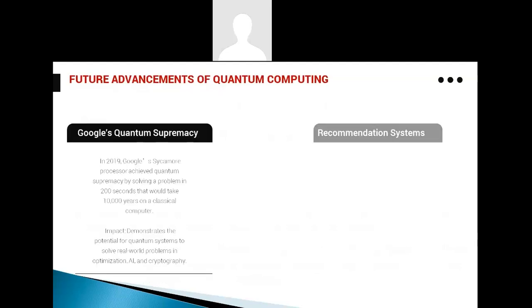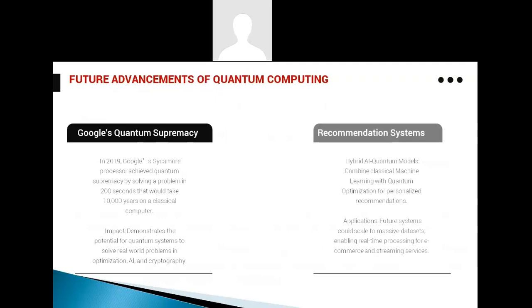quantum computing, you can say Google's quantum supremacy. In 2019, Google's processor achieved quantum supremacy by solving a problem in 200 seconds that would take 10,000 years on a classical computer. Okay, so you can say it is a very, very big milestone given by Google. 10,000 years of time just reduced to 200 seconds. So it is a challenging task for other developers.